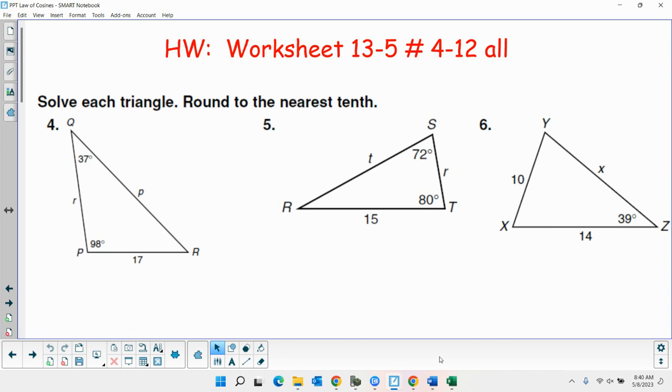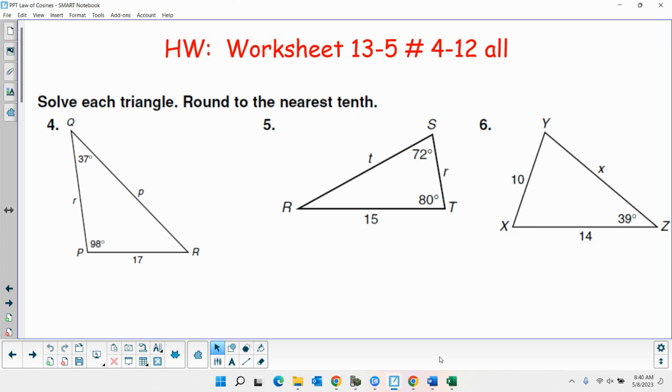Number 6, angle D is 33 degrees. Side C is 40 and side E is 36.6. For number 7, angle Y is 64. X is 10.4 and Y is 12.6 on the sides. Number 8, angle C is 44 degrees. Side A is 48.9 and side B is 58.1.